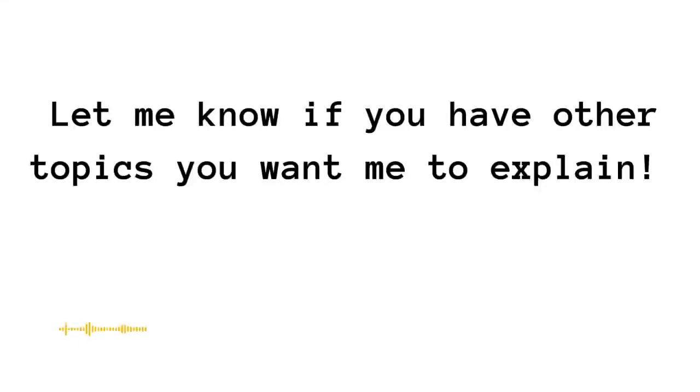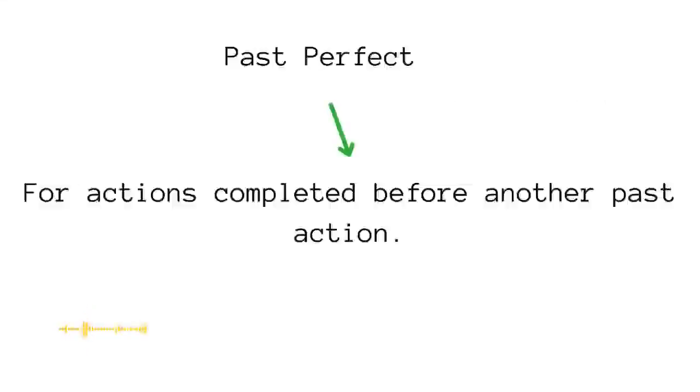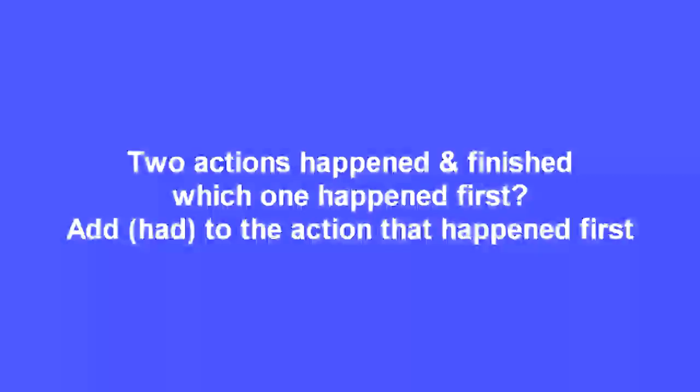Alright? Now let's move into the next one, which is the past perfect. So for the past perfect, you need to use it to speak about actions that are completed before another past action. What does that mean? Let's say you have two situations, like two actions happened and finished in the past. You need to ask yourself, which of these actions happened first? The action that happened first uses past perfect.